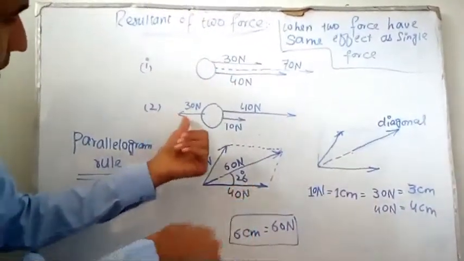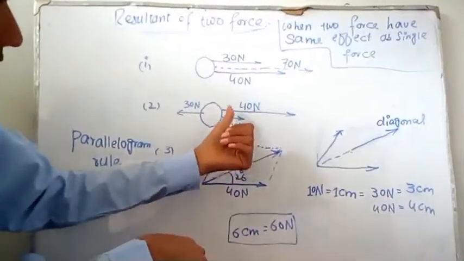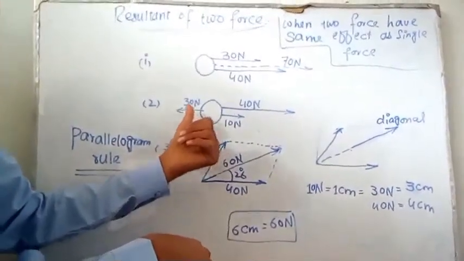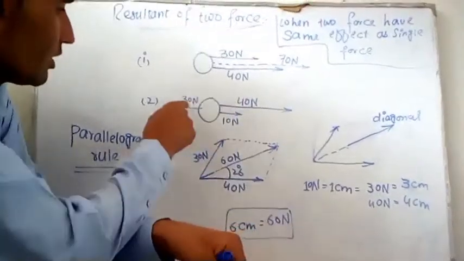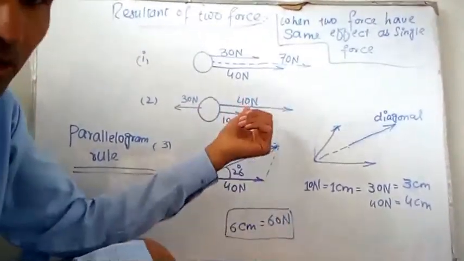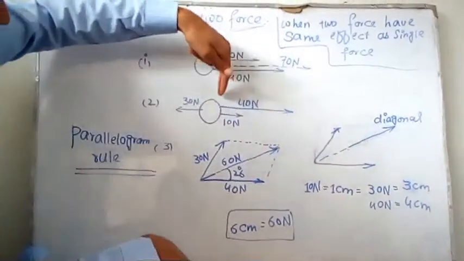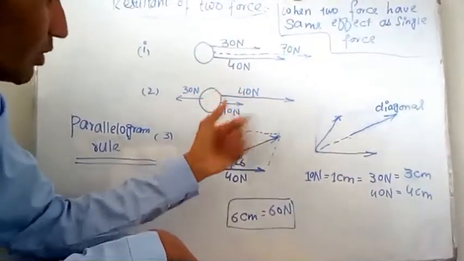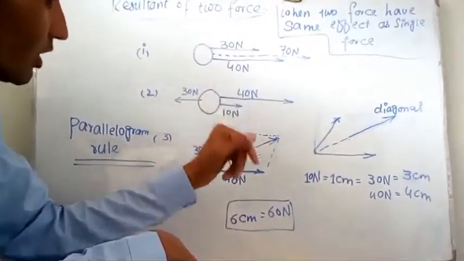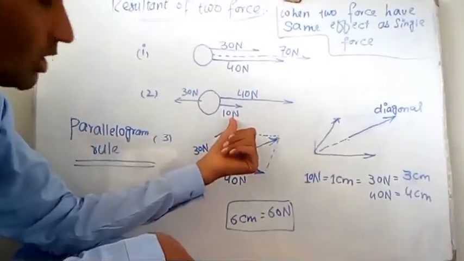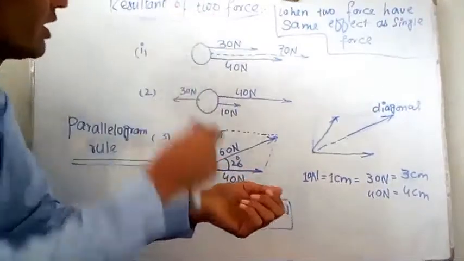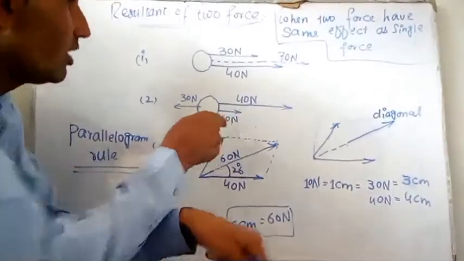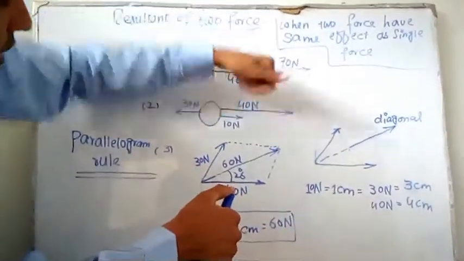If the forces act in opposite directions, for example, if 40 Newton force acts in one direction and 30 Newton is acting in another direction, this time we will subtract 30 from 40. Why? Because these forces act in opposite directions and they don't act in the same direction. Therefore, we will subtract 30 from 40. So 10 Newton will be the resultant of these both forces and it has the same effect as a single force. The 10 Newton resultant will be in the direction of 40 Newton.